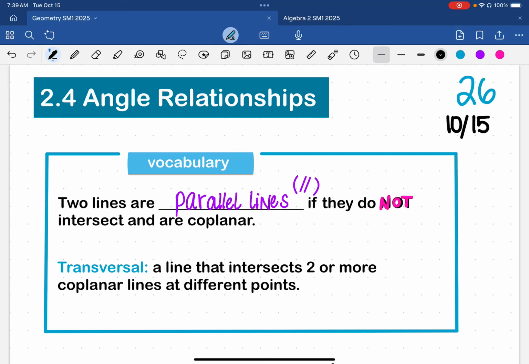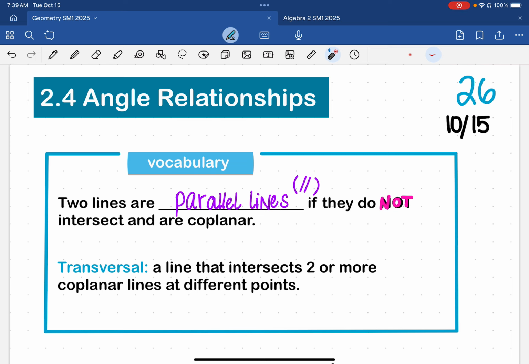Today's lesson is 2.4 Angle Relationships. Please don't forget to get your notebook and copy down the title of today's lesson, the page number, mine happens to be 26, and of course today's date, it is the 15th.